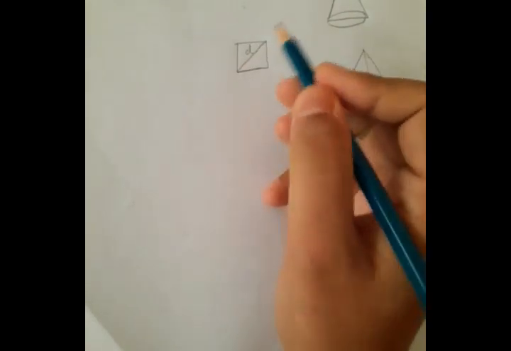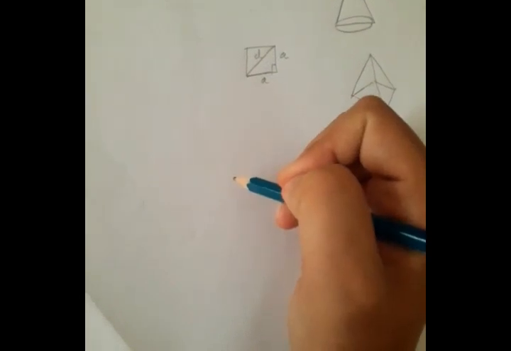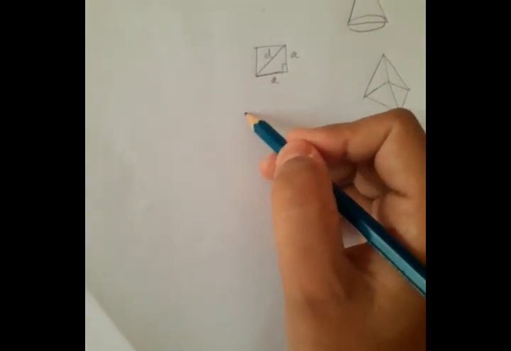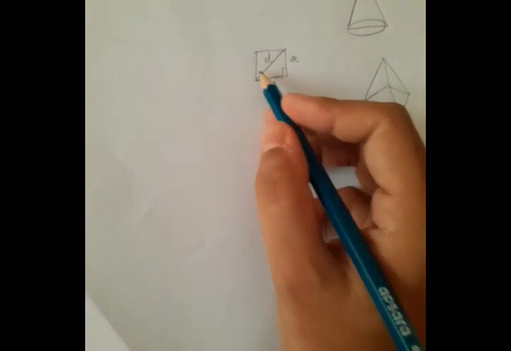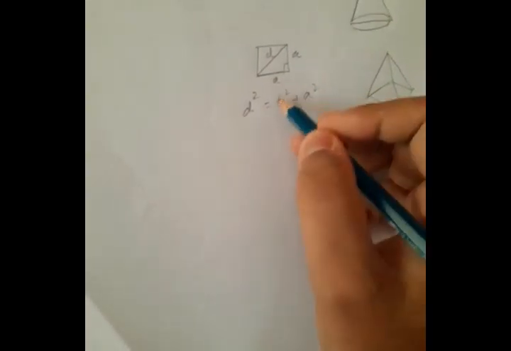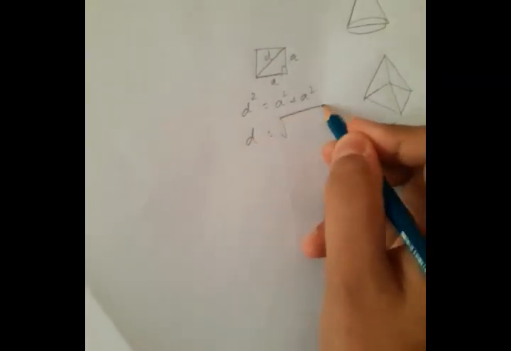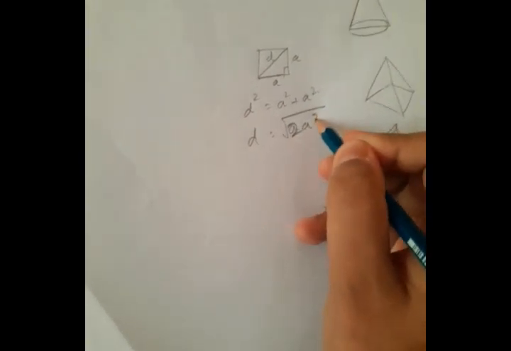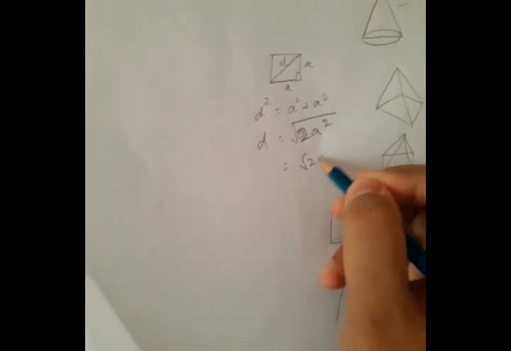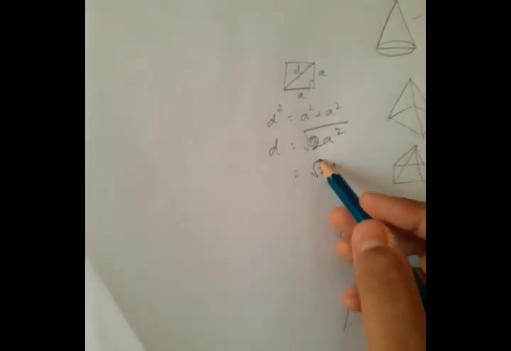Let the value of the diagonal be d, and the side is a, and we know that the angle is 90 degrees. By Pythagoras theorem, the square of the diagonal, d square, equals a square plus a square, perpendicular square plus base square equals hypotenuse square. On taking the root, d equals root of 2a square, or root 2 a, because 2 cannot find a pair, that is why it stays in the root. So here we could deduce the formula of the diagonal.